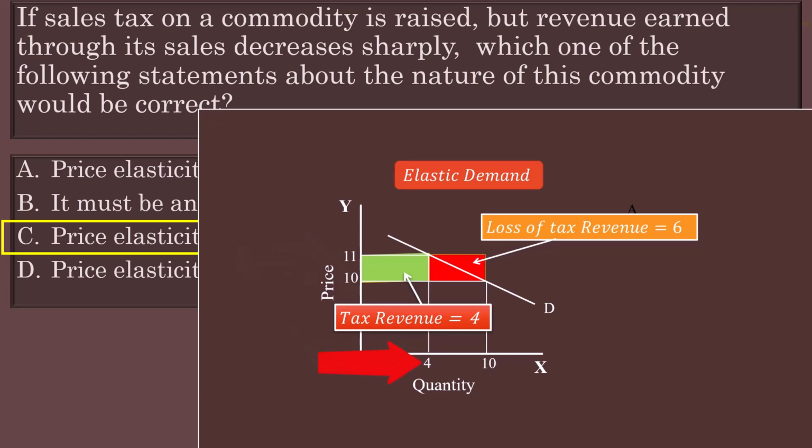Now the government can collect tax only from the sale of 4 units, not from the 10 units. The tax revenue to the government is only 4 rupees. The loss of tax revenue is 6 rupees. Thus, if sales tax on a commodity is raised, the revenue earned through the sales decreases sharply. So, option C is the correct answer.